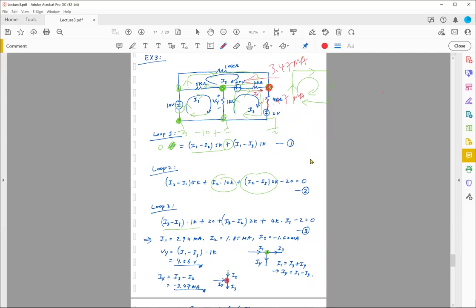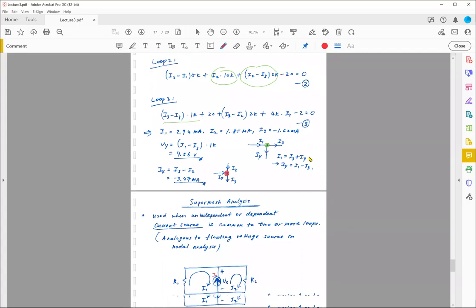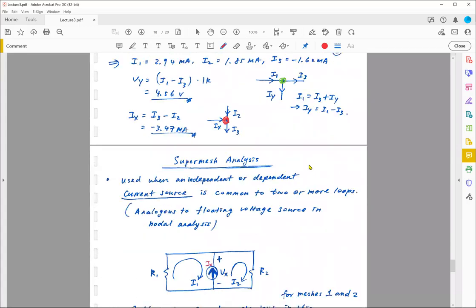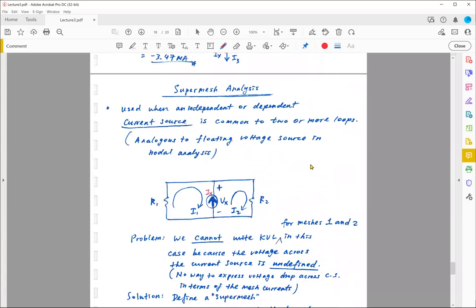Okay, so now let's move on to talk about a more advanced technique called super mesh. Super mesh is the dual of super node. If you remember, for super nodes, there exists a floating voltage source that is difficult to deal with. So we have to use a slightly different technique to solve for the nodal analysis.